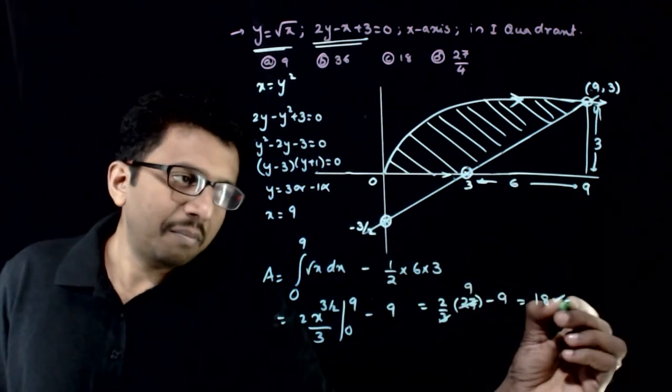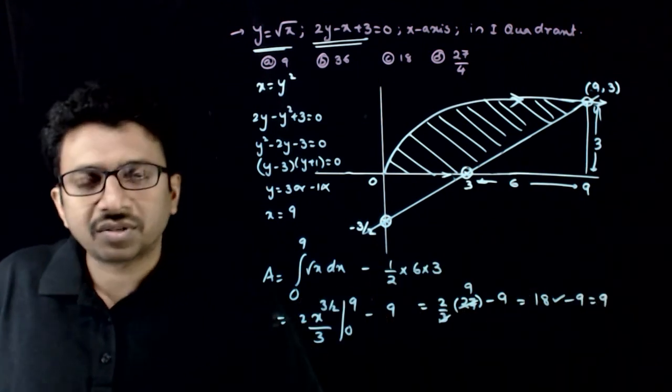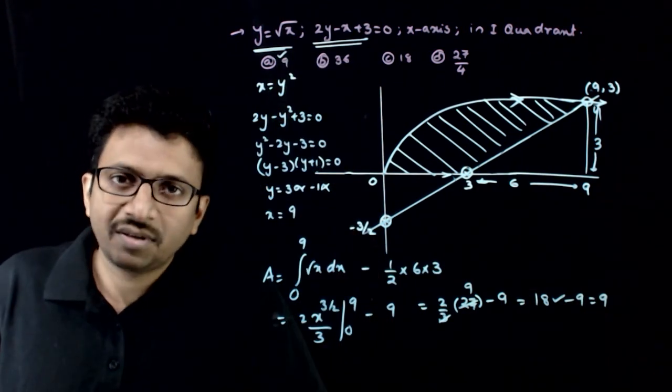2 into 9 is 18, minus 9. So the answer to this question is 9 square units, as the area is 9.